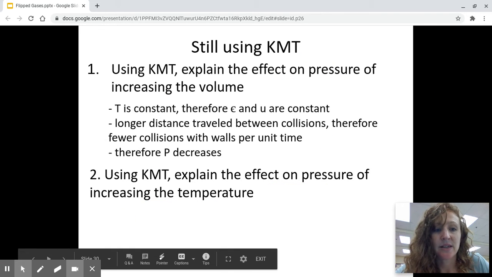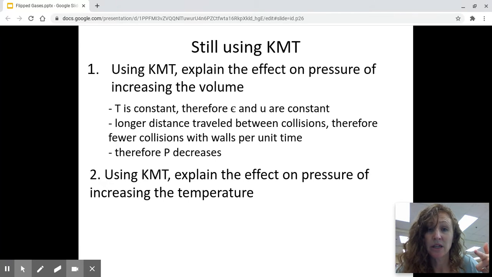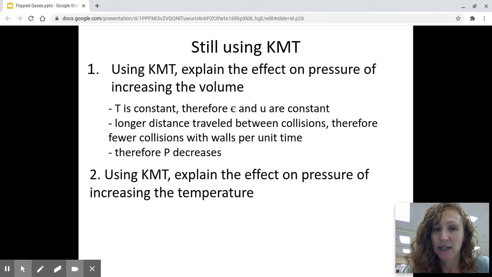And you can see this here. Temperature is constant, so kinetic energy and the average speed are also going to be constant. So that's not a factor that's going to affect pressure. Longer distance traveled between collisions, therefore fewer collisions with the walls per unit time, which is what we saw in that small versus big box. Therefore, pressure decreases. So that would be justifying the change in pressure when volume increases by using the kinetic molecular theory. See if you can do the same thing on the second prompt there, and go.